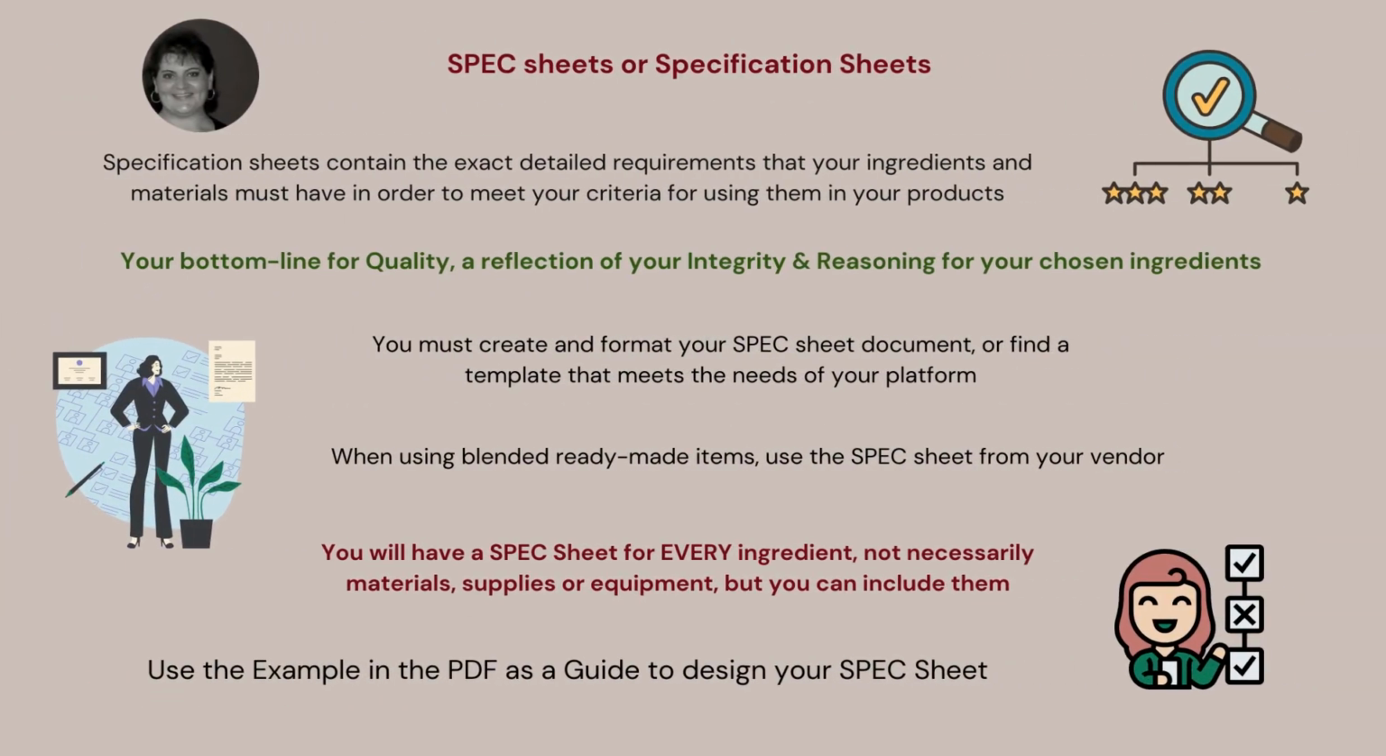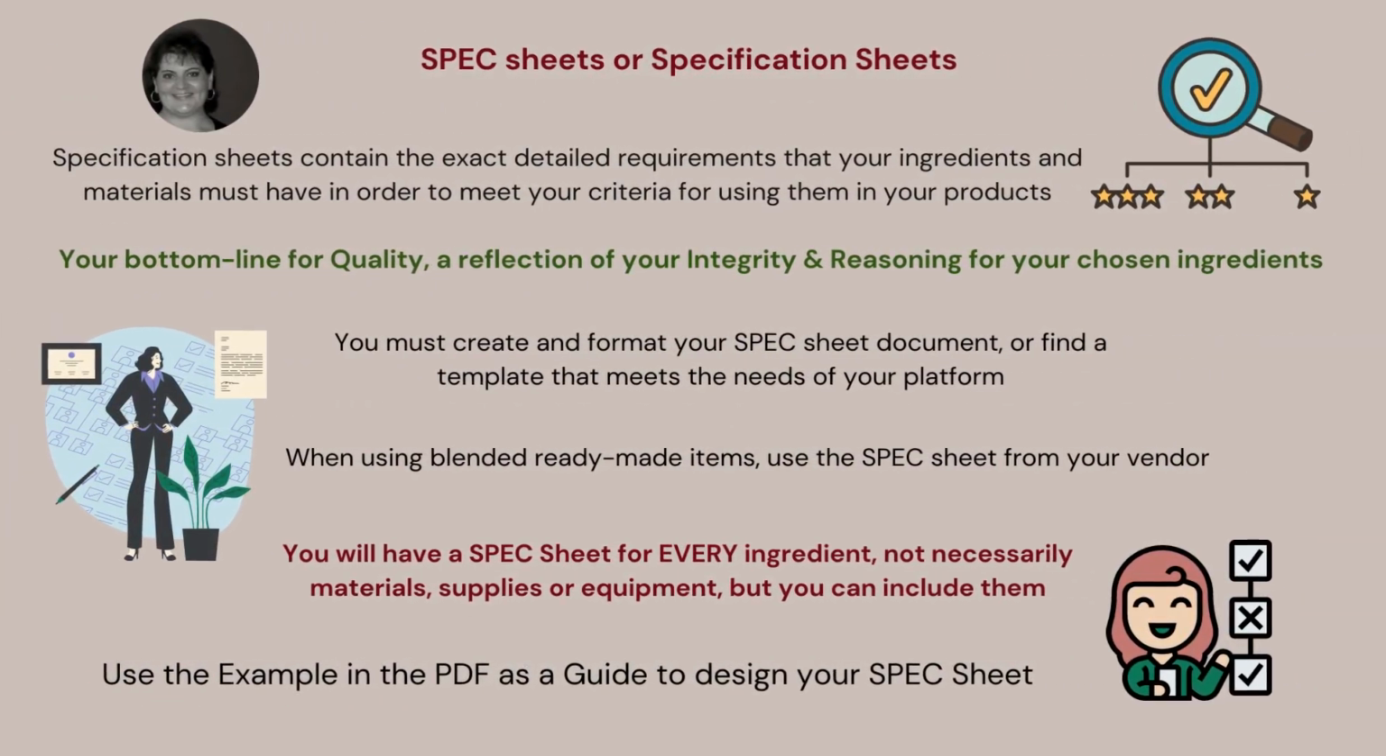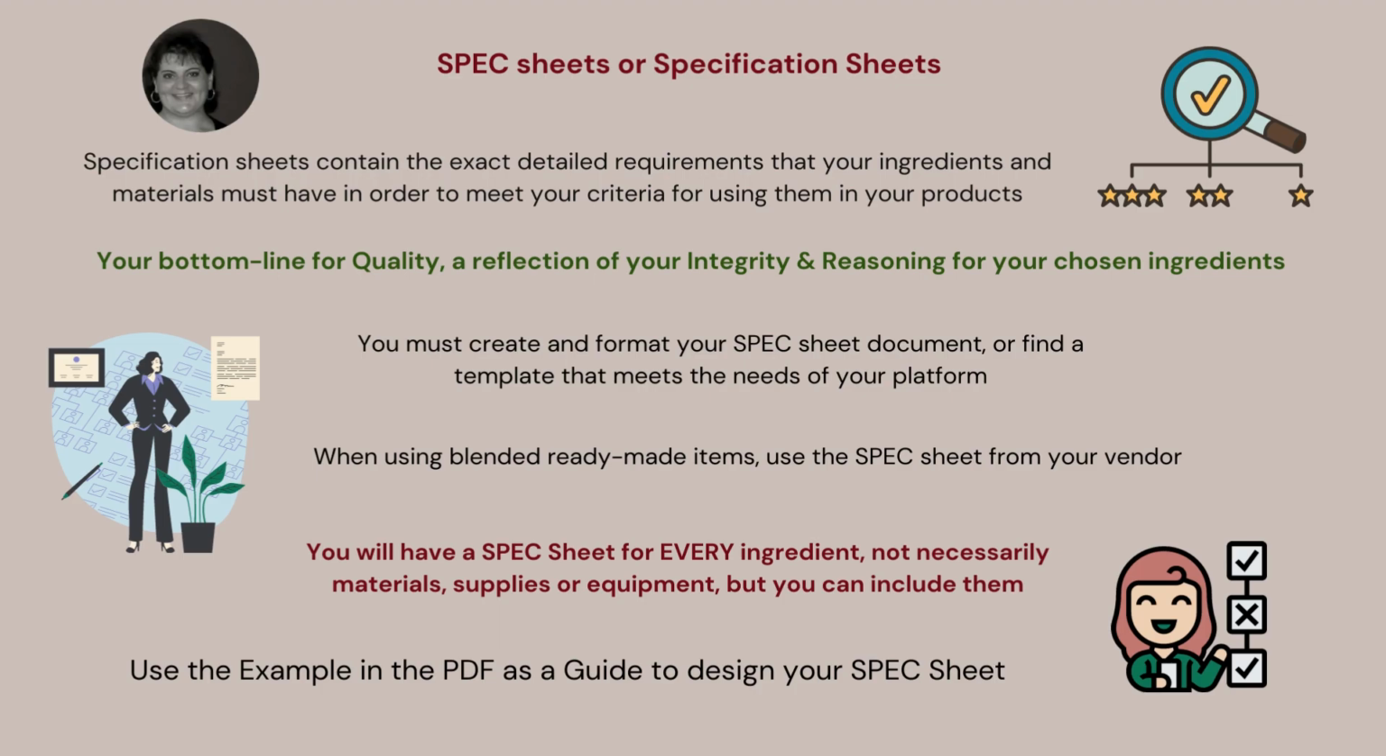And here we are at spec sheets or specification sheets. Now your spec sheets contain the exact detailed requirements that your ingredients and materials must have in order to meet your criteria for using them in your products. This is your bottom line for quality, a reflection of your integrity, and reasoning for choosing those ingredients. Now you must create and format your spec sheet document, or you can find a template that meets the needs of your platform. I provided you with an example, and it's very basic.